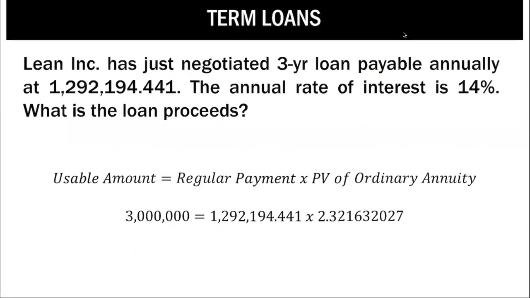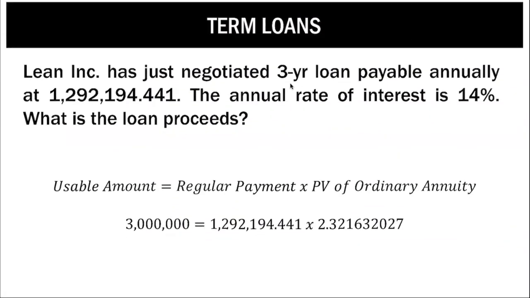So let's try to have an example. Term loans. Lean Incorporated has just negotiated a 3-year loan payable annually at 1,292,194.441. The annual rate of interest is 14%. What is the loan proceeds? So again, the loan proceeds is equal to your regular payment multiplied by your present value factor. So our regular payment here is 1,292,194.441 for 3 years. And this is our interest rate, 14%.